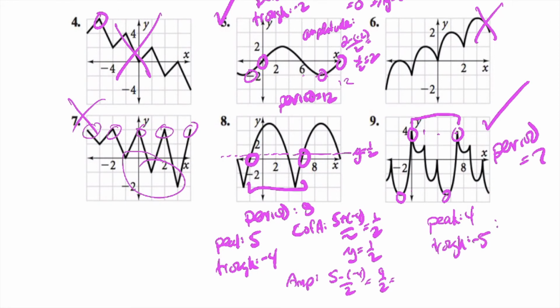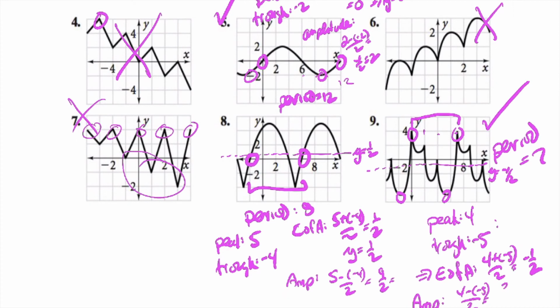So here, the equation of axes is the average of the two. That's how I like to think of it. So we're going to add them: 4 plus -5, over 2, which gives me -1/2. Again, I'm just going to draw that in, maybe somewhere around there. y is equal to -1/2. And the amplitude is peak minus trough over 2. So it's going to be 4 minus -5, over 2, which happens to be the same as our previous example, 9/2 or 4.5.